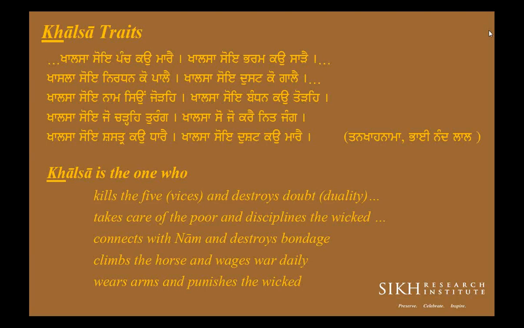So 5 enemies, vices: destroying of doubt, care of the poor and discipline of the wicked, connecting with Naam, destroying of any type of bondage, climbing a horse and waging war, wearing of arms and punishing the wicked. So you see all different realms. I mean, this is a really long poem by Nandlal ji, but here are just some examples that we are giving.